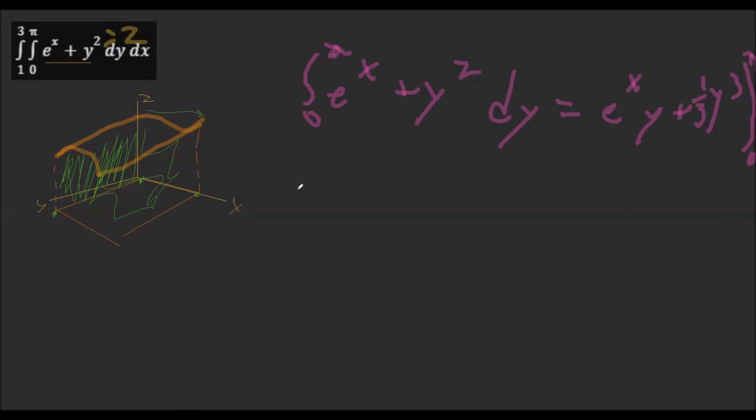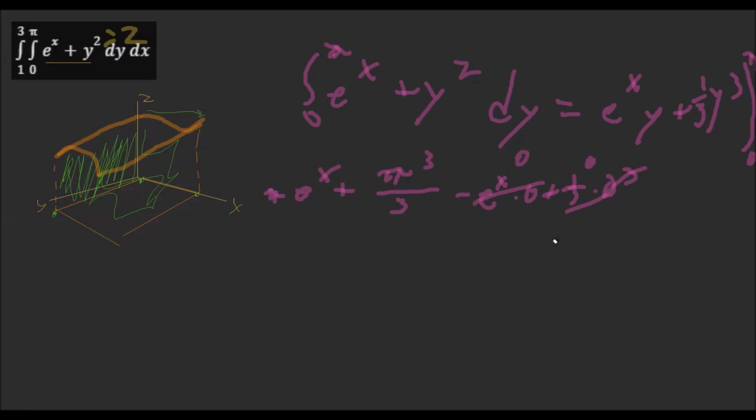So to begin, e to the power of x. Keep in mind that this variable remains as x because the values over here, these constants, are for y. So we just plug in pi for y plus 1/3 pi cubed, which becomes 1/3 y cubed at y equals pi, which ends up being pi cubed over 3, minus e to the power of x times 0 plus 1/3 times 0 cubed. Keep in mind that these two terms are going to be 0. We're just not even going to consider them.